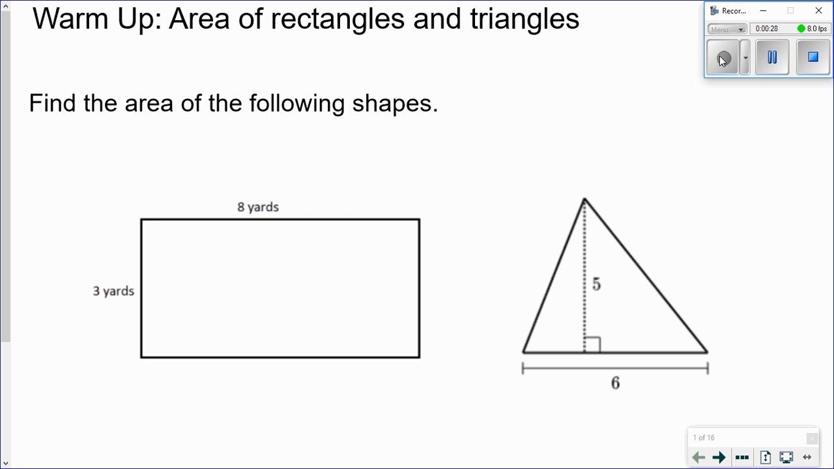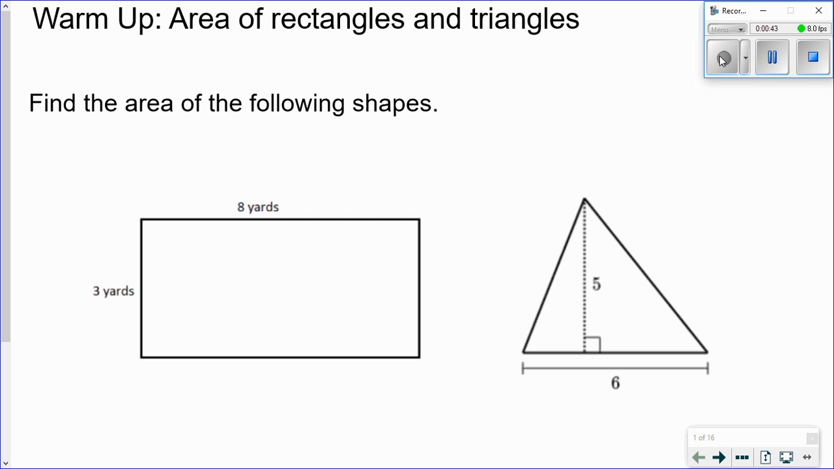At this time, I'd like you to calculate the area of this rectangle and the area of this triangle. You may have a little bit of writing space at the top of page 2 of your workbook in the margin. Otherwise, you can grab a dry erase marker and work these out on your desk.